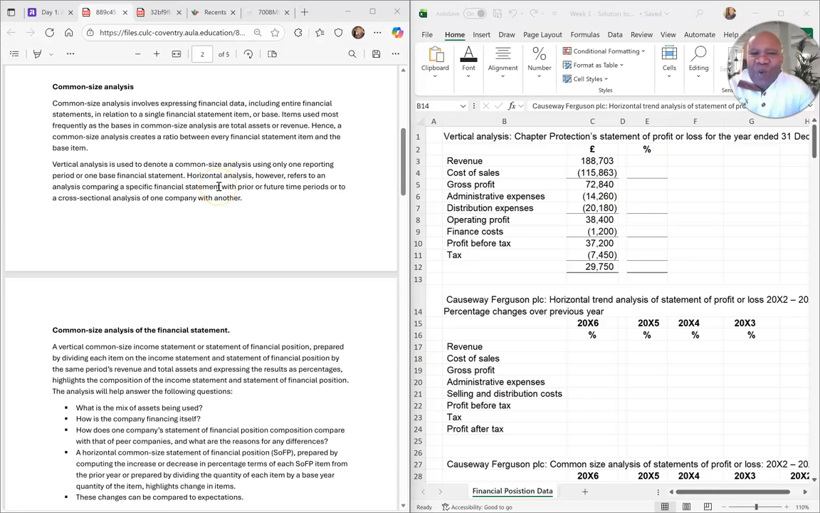Hello there. Welcome to the assessment and feedback session, day 1 in week 2. The focus of this assessment and feedback session is on common size analysis.